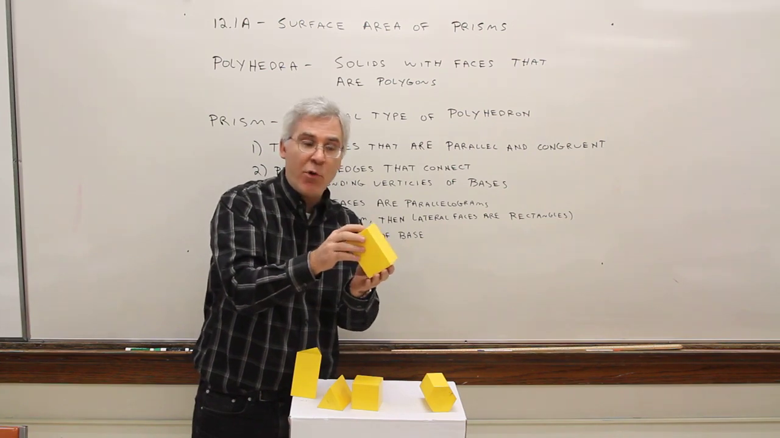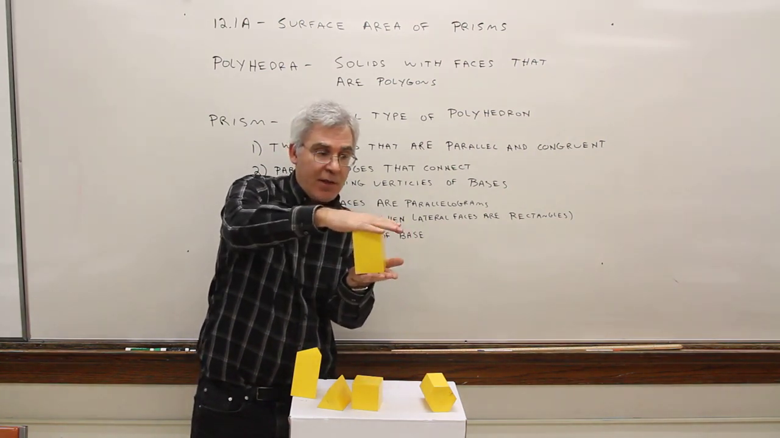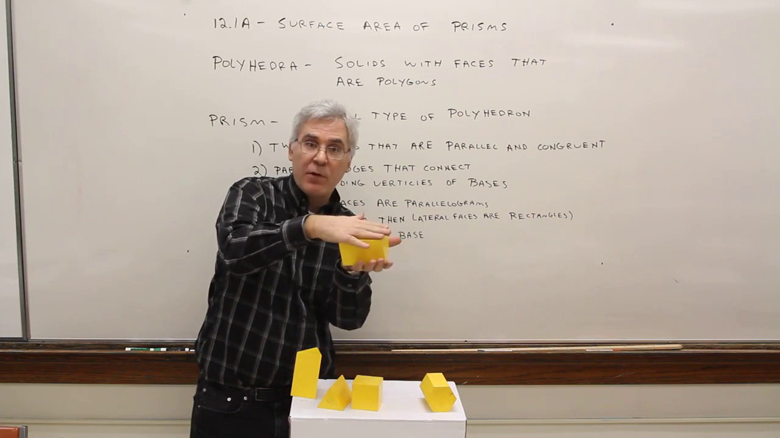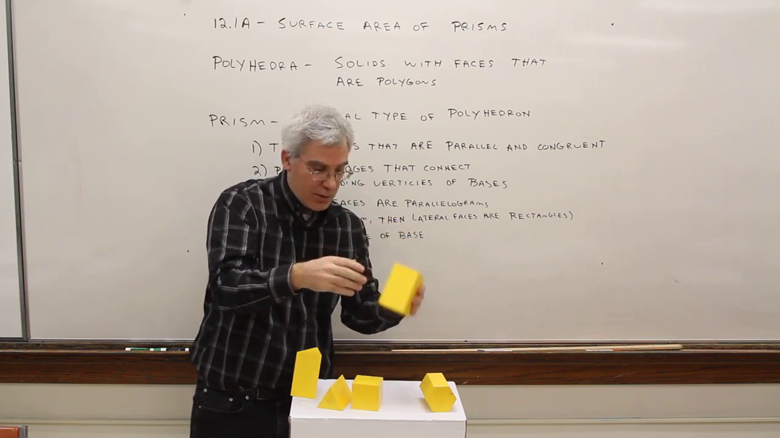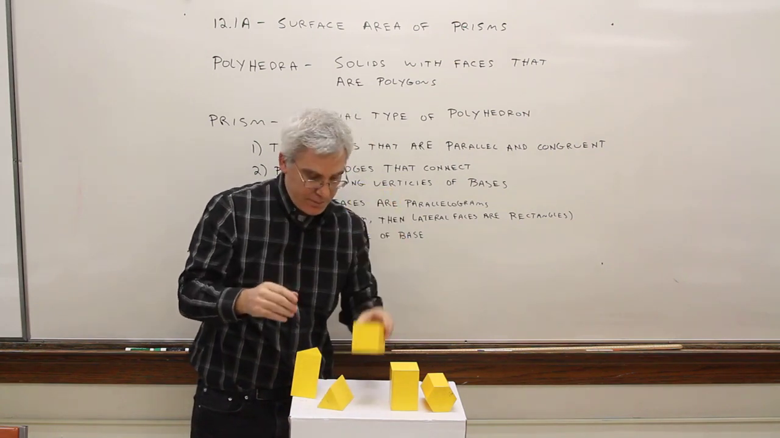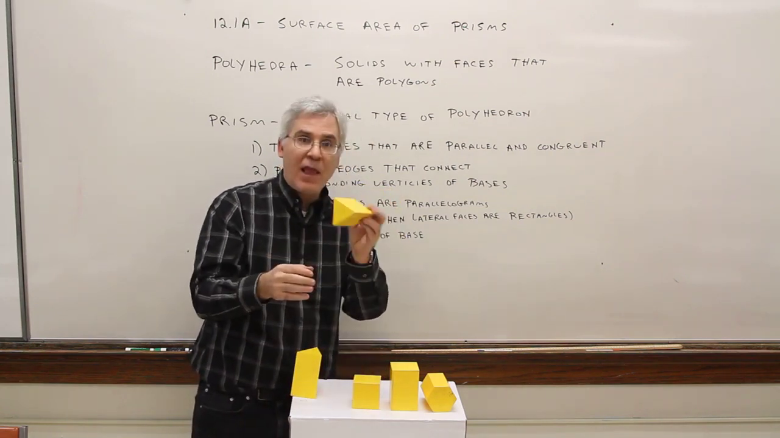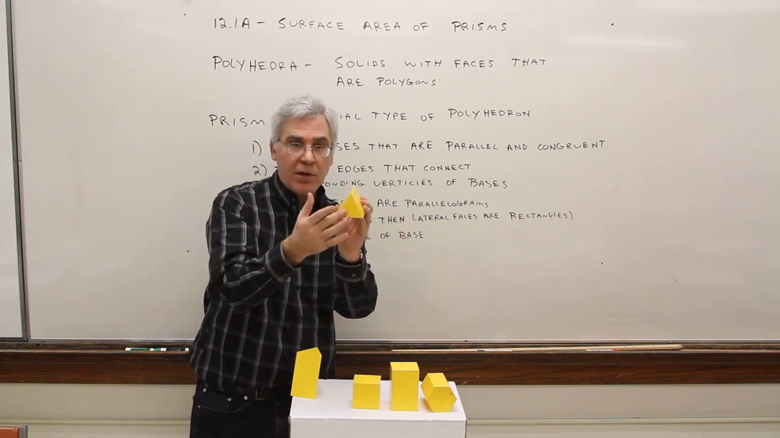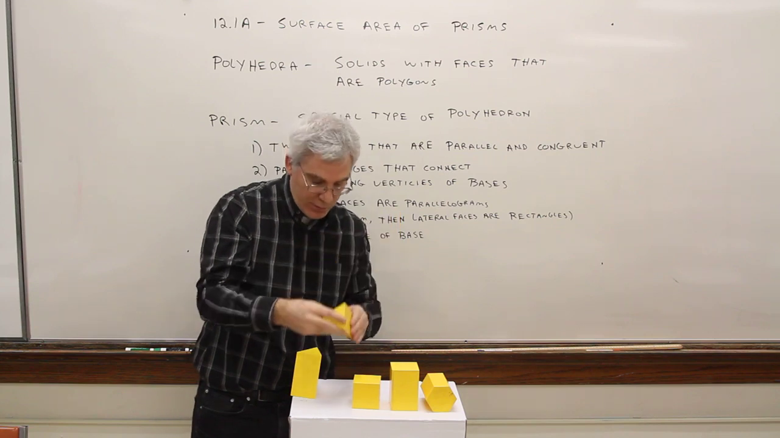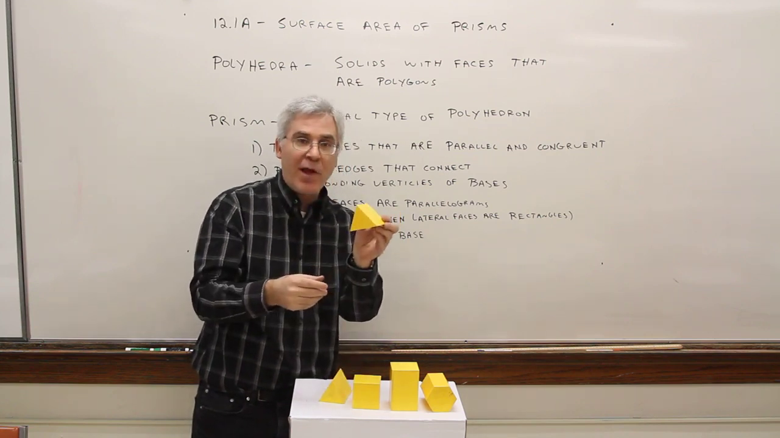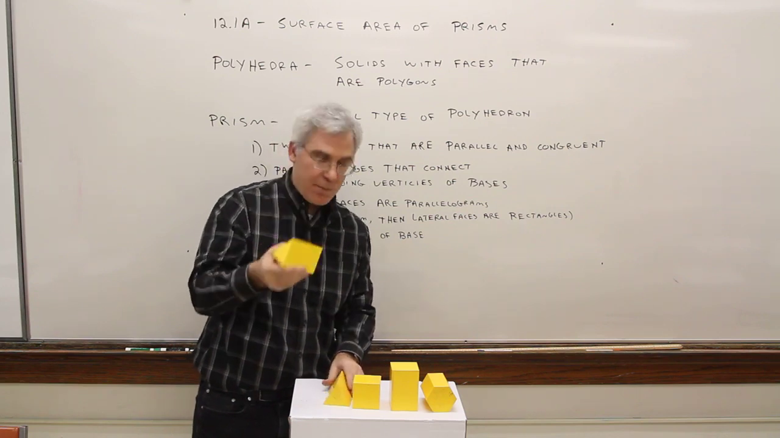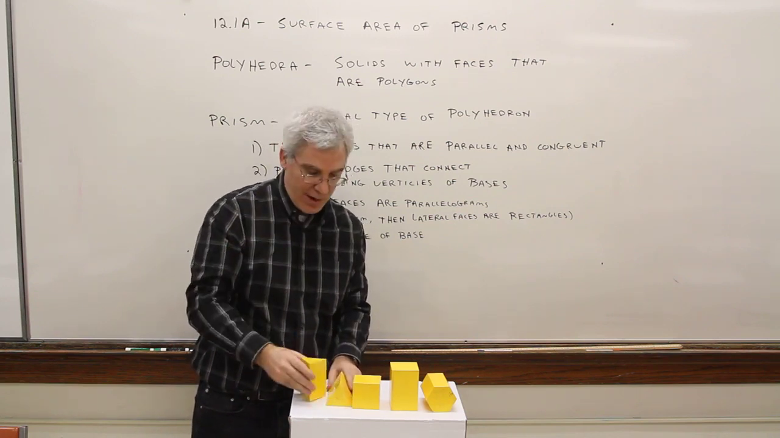This, depending on your point of view, could be a square prism or a rectangular prism, whichever sides you decide to be the bases. This has a special name. It's called a cube. This will be called a triangular prism because the bases are triangles, and again, a right triangular prism. This would also be a triangular prism, just not a right triangular prism, just a slanted, oblique triangular prism.